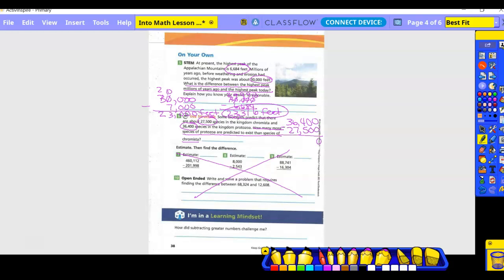So 0 minus 0 is 0. 0 minus 0 is 0. This 4 becomes a 14. This 6 becomes a 5. But can I take 7 from 5? Nope. So it becomes a 15, and this becomes a 2. 14 minus 5 is 9. 15 minus 7 is 8. 2 minus 2 is 0. So do I need to put that? No. So 8,900 species.